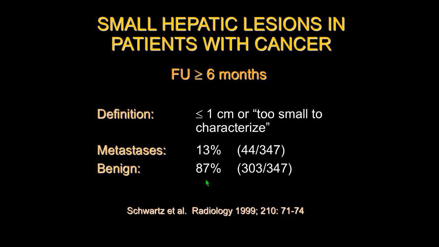So even in cancer patients, we need to be a little bit skeptical about these very small lesions, particularly when we're doing an initial staging study on a patient with a newly diagnosed cancer. We can't jump to the conclusion that every little lesion in the liver we see is a metastasis.